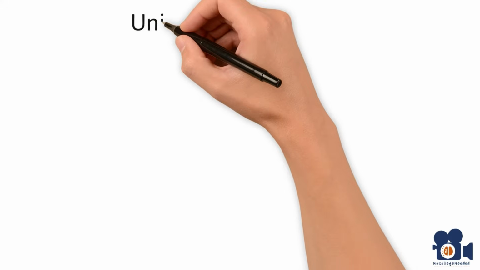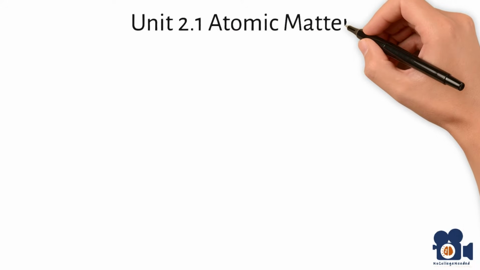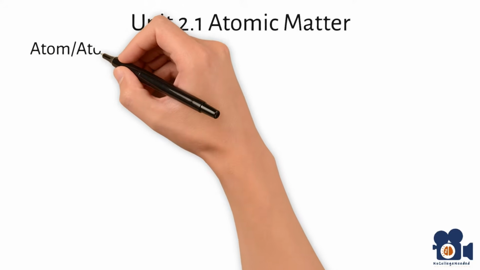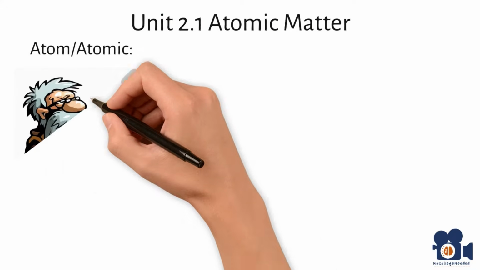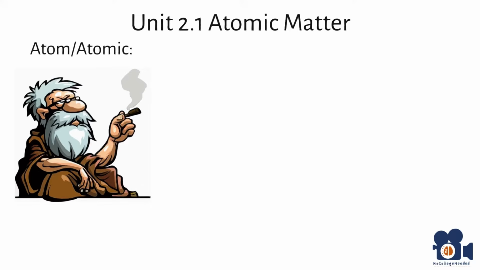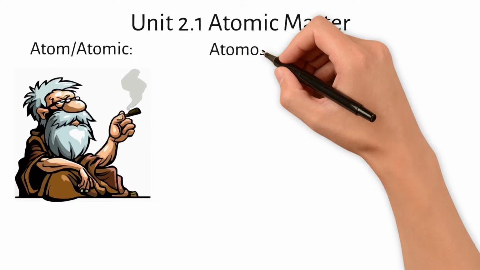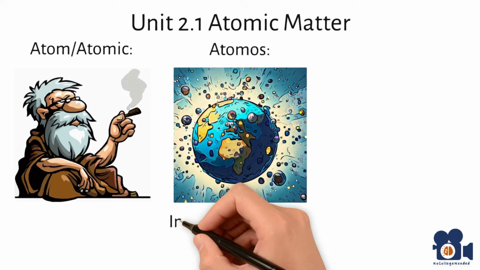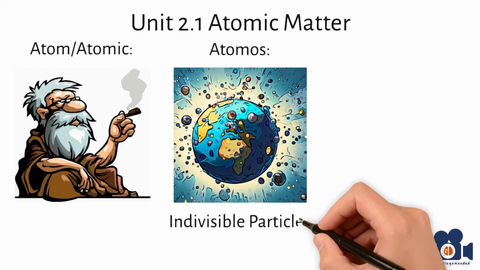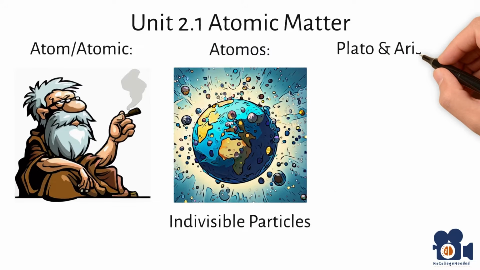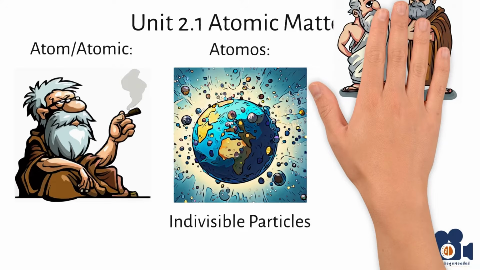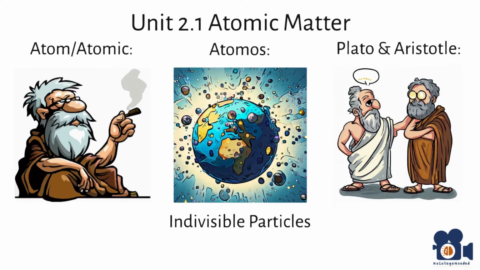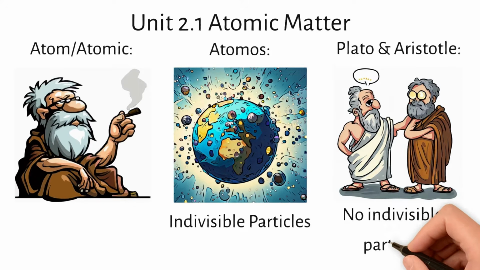In Unit 2.1, we introduce the concept of atomic matter. The word atom or atomic was derived approximately 2,500 years ago by Greek philosophers. They thought that matter in our world was composed of tiny atomos, which translated means indivisible particles. This theory was replaced by Plato's and Aristotle's theory that there were no indivisible particles and that all matter could be divided into smaller bits.